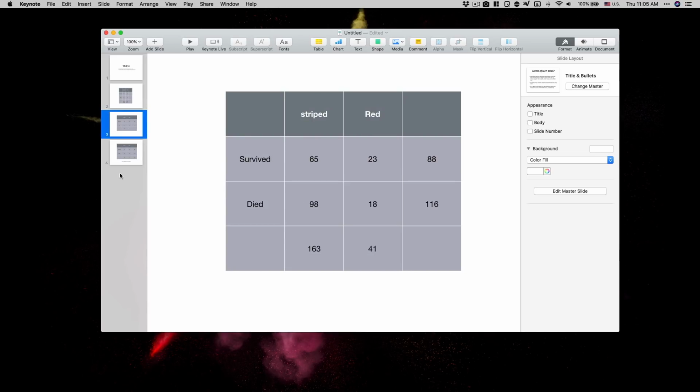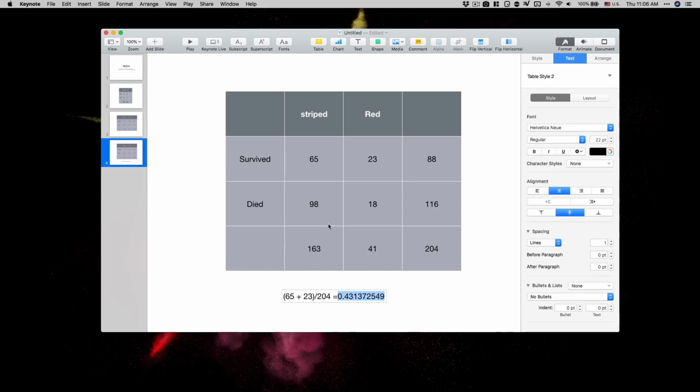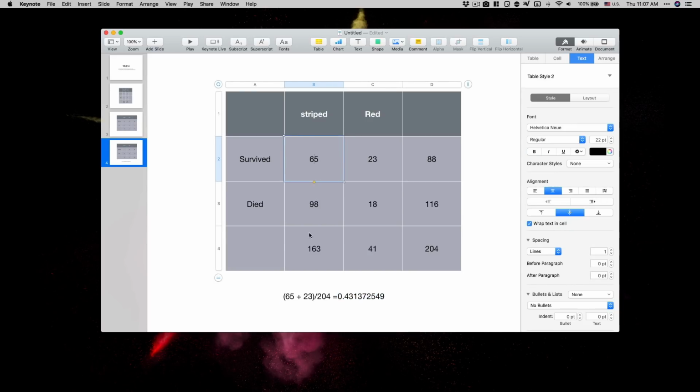So we can calculate that universal P by adding up 65 plus 23, which is the total number of survivors, and divided by the total counts. If you do the math, you can get something around 0.43. And that is the universal P, and that proportion should be applied to both striped group and the red group if your null hypothesis is true. So what we are going to do next is we are using this 0.43 multiplied by 163 because we have 163 of the striped individuals.